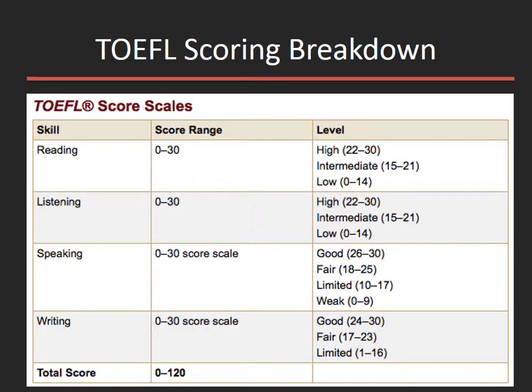Let's explore the TOEFL scoring in detail. Taking a microscope to the reading section results, the scores range from 0 being the lowest possible score to 30 being the highest. We can see that the breakdown of the test taker's ability is listed on the right-hand side of the chart. In order to be considered as having a high reading proficiency, the test taker would need to score a 22 to 30. An intermediate level would constitute a score of 15 to 21, and a low-level score would be considered anywhere from 0 to 14.